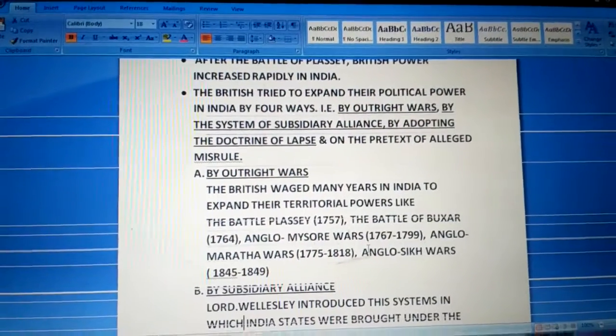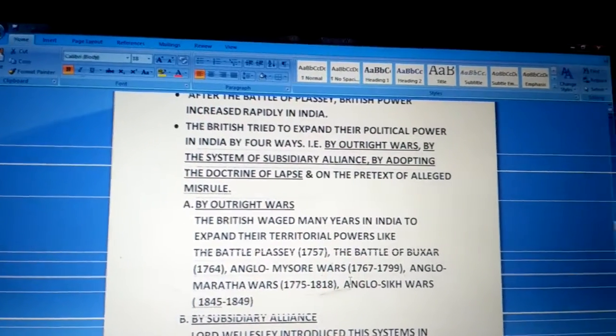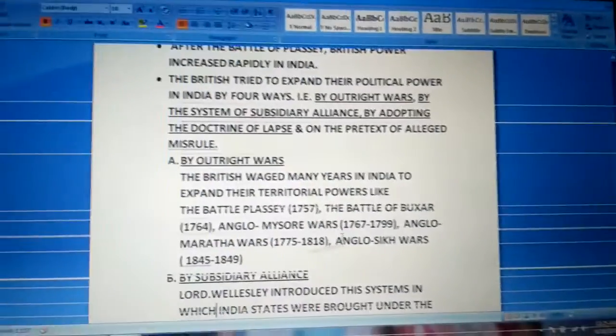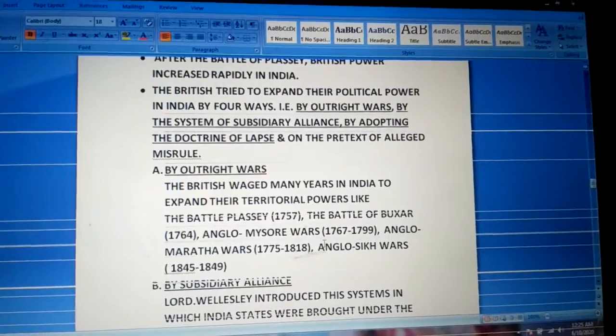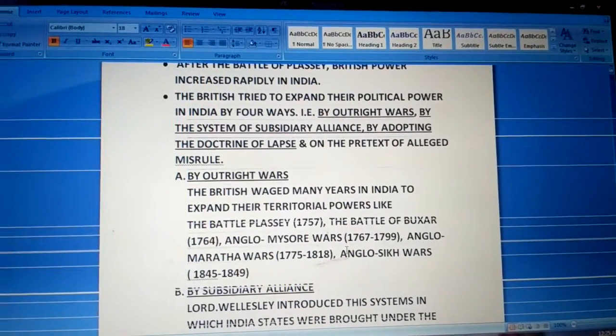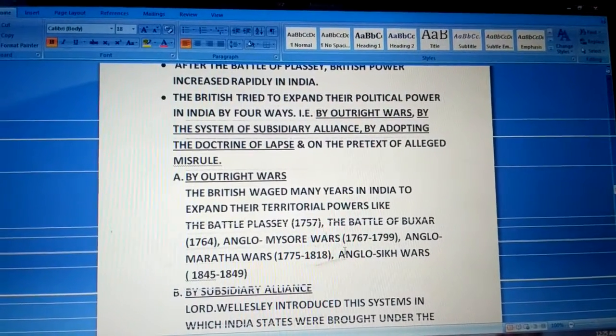Then the Anglo-Sikh Wars happened, 1845 to 1849. In the book these are all given, but only when the battle happened is highlighted. Okay.